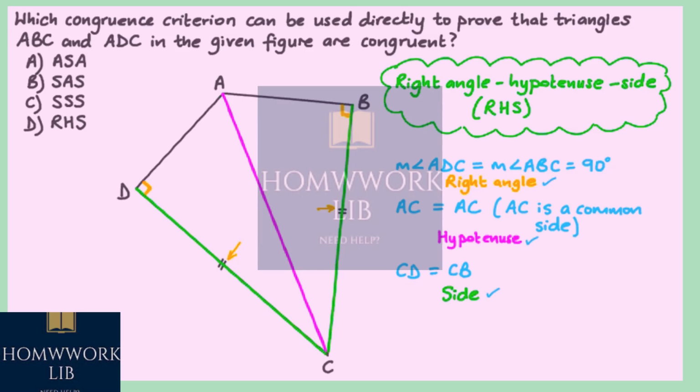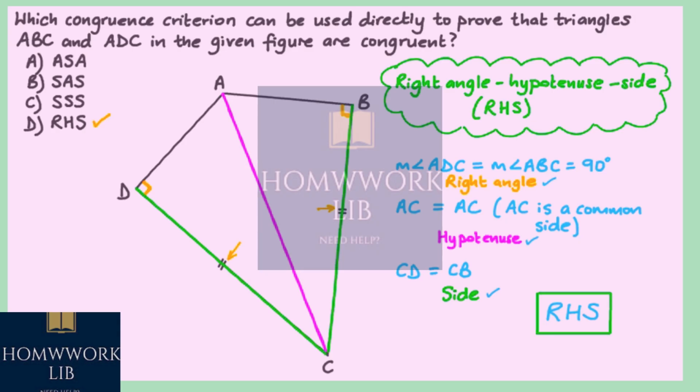And so we have demonstrated that each triangle has a right angle, the hypotenuse in each is congruent, and there is another pair of sides congruent. Therefore, we can prove that triangles ABC and ADC are congruent using the RHS criterion, which was the answer given in option D.